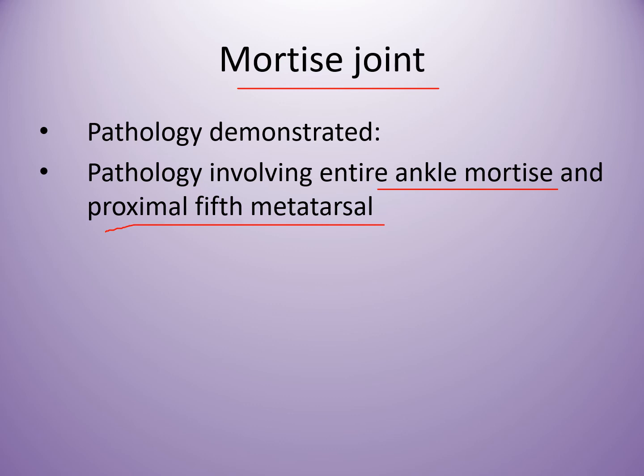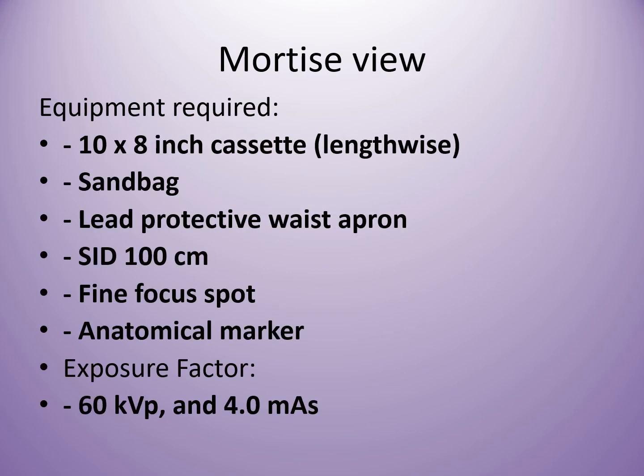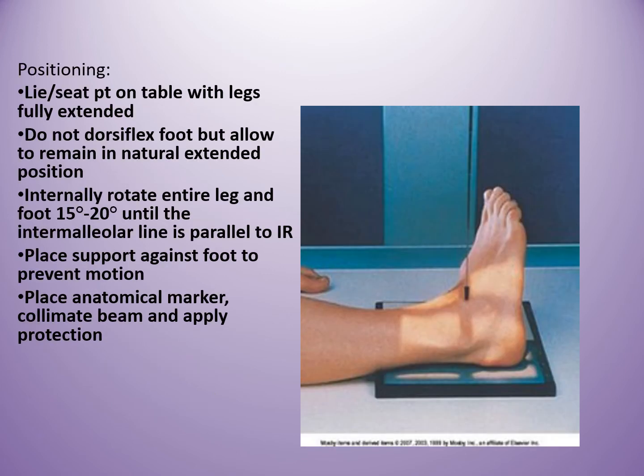You can see a fracture if there is one in this area. And it could be the same as the basic ankle AP, okay, but the only difference is the position. Patient is lying seated. Okay, this one is the key point. The keyword is internally rotate the entire leg and foot about 15 to 30 degrees until the intermalleolar line is parallel to the receptor.